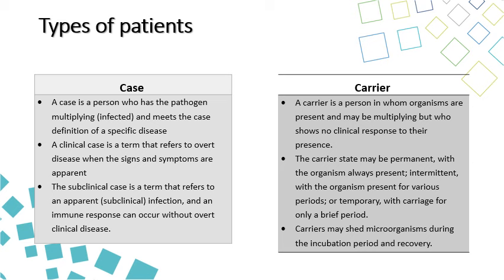The second type of patient is the carrier. A carrier is a person in whom organisms are present and may be multiplying, but who shows no clinical response. Carriers may shed microorganisms during the incubation period and recovery.